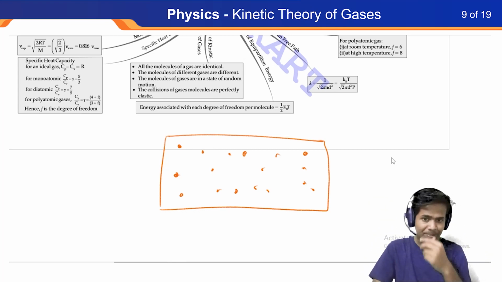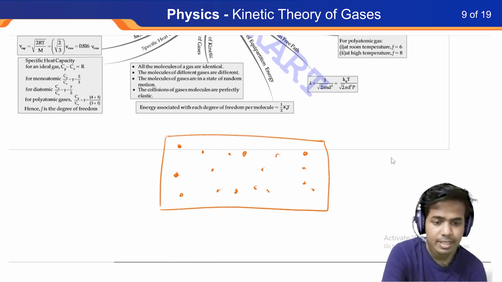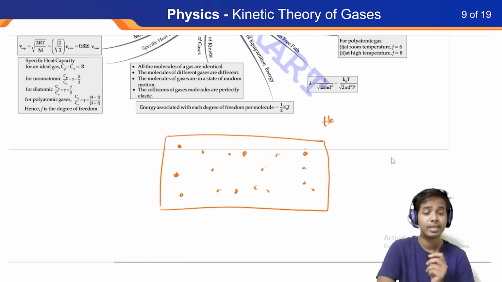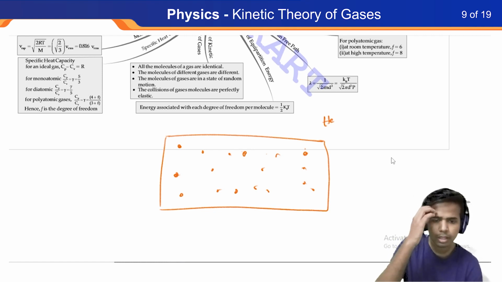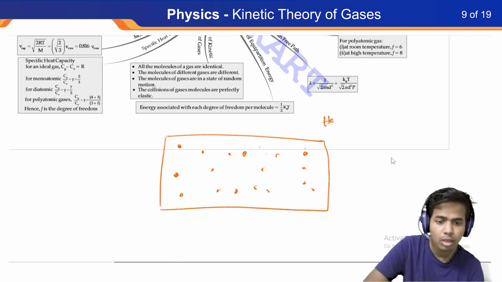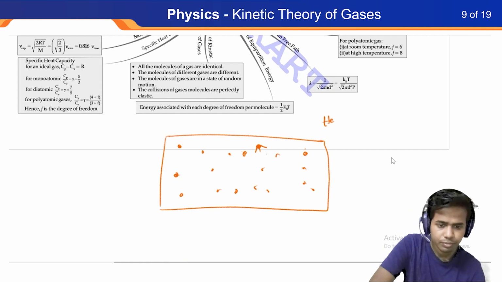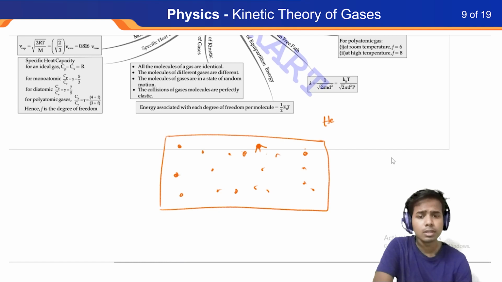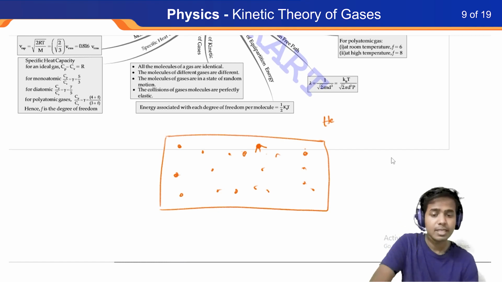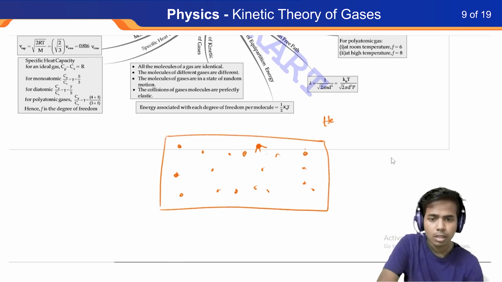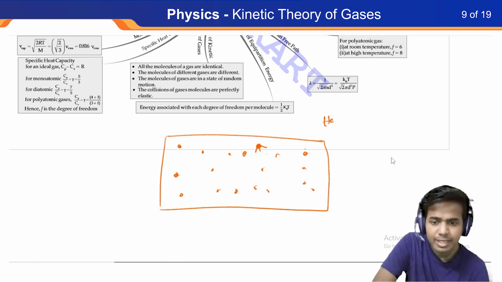All right? Of any gas. Let's say I have put hydrogen, then all the individual hydrogen atoms are exactly identical to each other. And if you have any other gas, let's say water vapor, H2O, then it will have maybe the size of another particle.